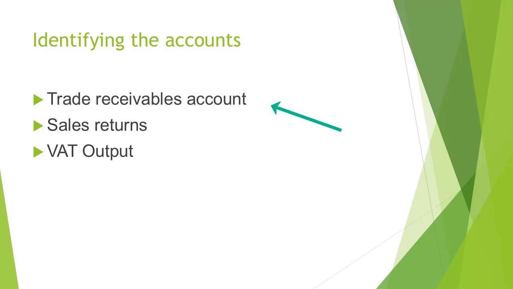to the debtor, and therefore the debtor now no longer owes the business money for the returned inventory. The second affected account is sales returns. The third affected account is VAT output, since the VAT on the original sales transaction was recorded in the VAT output account, and with the return of the inventory, the VAT is reversed. This means that the business no longer needs to pay the VAT on the original sales transaction over to the South African Revenue Services because the inventory was now returned.